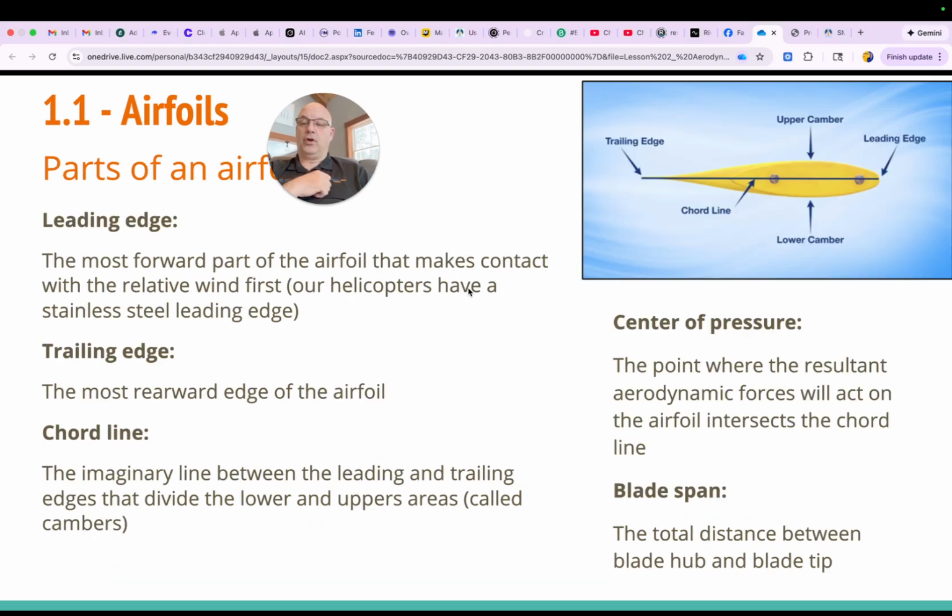So with that said, we're going to go into the components of the airfoil itself, which is important to understand because we should start talking about more advanced aerodynamics and what is actually taking place.